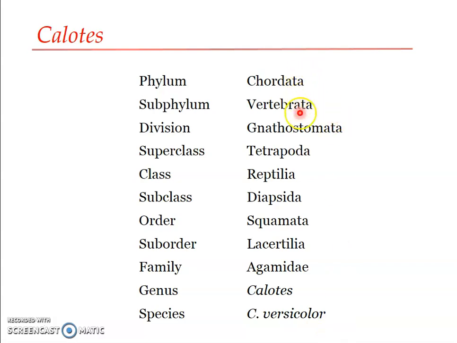So I hope each of these we have already dealt with. Chordata, because they have a notochord at some stage of their life. Vertebrata, because it is replaced by a vertebral column. Gnathostomata, they have jaws. Then Tetrapoda, because they have 4 pairs of limbs. Then Reptilia, obviously we have already seen the characters of Reptilia. Diapsida, they have 2 temporal fossae. Squamata includes lizards and snakes, Lacertilia, the lizards, and Agamidae, the specific group which includes Calotes.